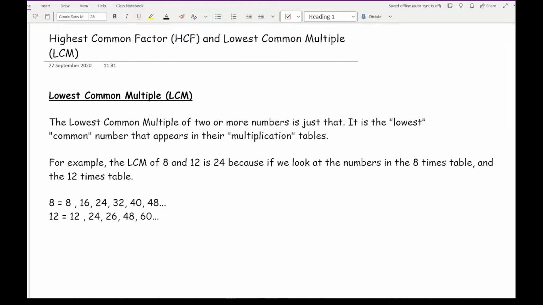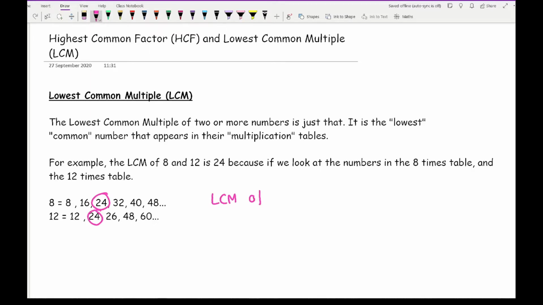Now the lowest common multiple of two or more numbers is just that. It is the lowest common number that appears in their multiplication tables. So for example, the lowest common multiple of 8 and 12 is 24, because if we look at the numbers in the 8 times table and the 12 times table, as you can see from this list, you should notice that the smallest number that appears in both the times tables is 24. So therefore the LCM of 8 and 12 is 24.